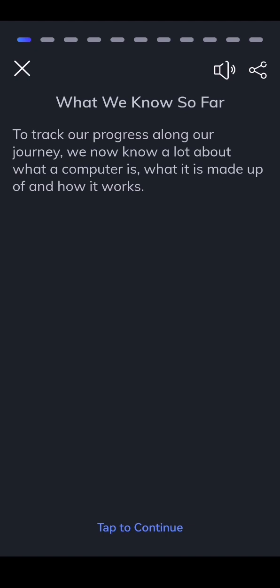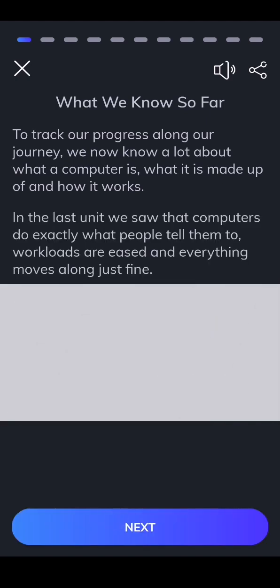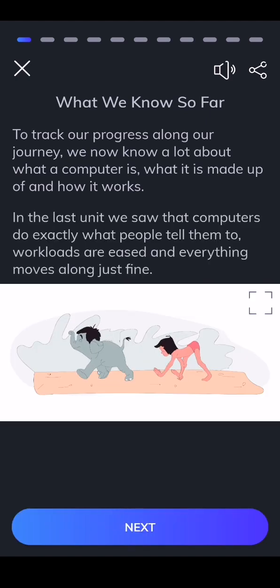To track our progress along our journey, we now know a lot about what a computer is, what it is made up of and how it works. In the last unit we saw that computers do exactly what people tell them to, workloads are eased and everything moves along just fine.